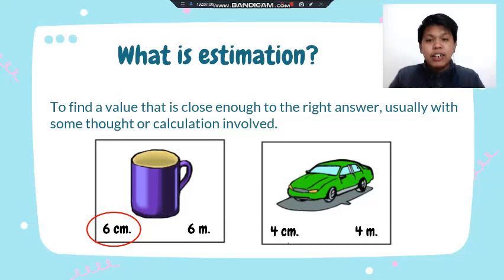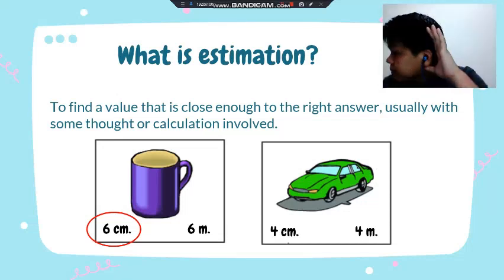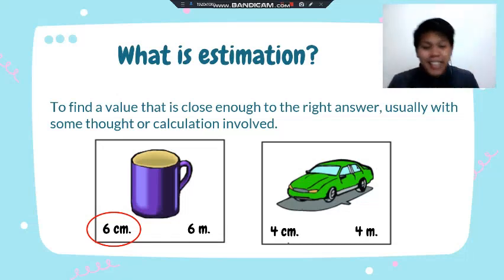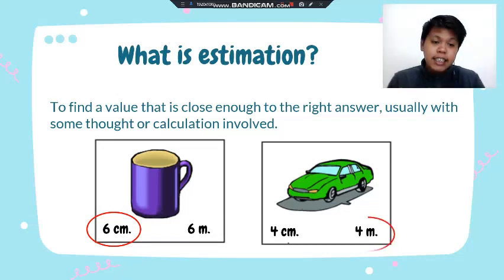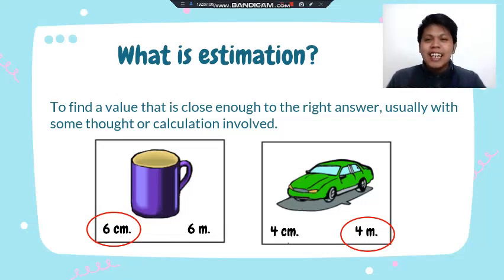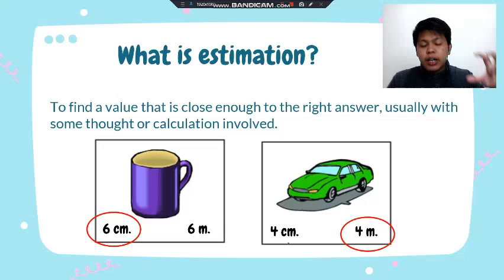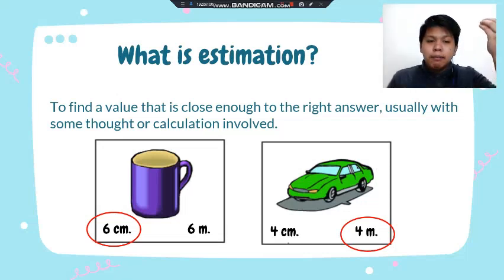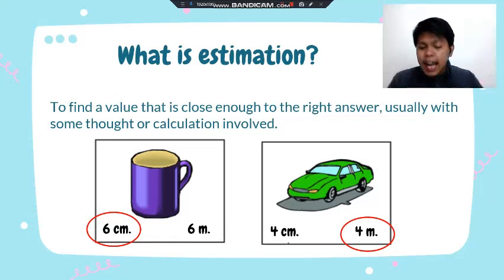Now let's go with a real car. Now, do you think a real car is 4 centimeters or 4 meters? Great. Okay, so it's 4 meters. The average car has a length of 4 meters. Imagine if it's 4 centimeters, it will be a toy car. Okay, so that is estimation. You're giving probable answers that are really close to the real or right answer.